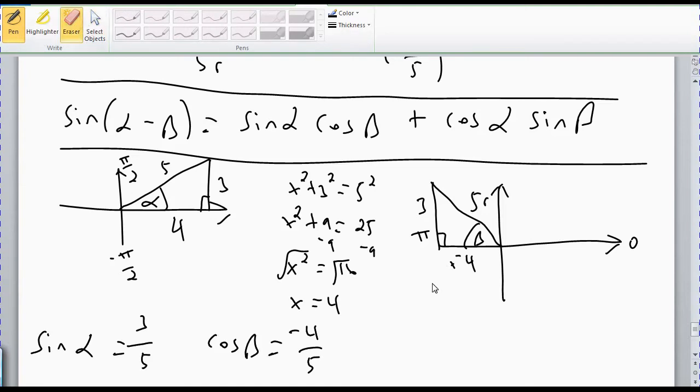I'm going to erase that little thing right there. It's a negative 4, going left. Plus I'm in the second quadrant. Cosines are negative in the second quadrant. And then cosine alpha is 4 over 5. And then sine beta is 3 over 5. I'm going to erase that because it looks like it may have a negative sign, and sine isn't negative in the second quadrant. Positive.